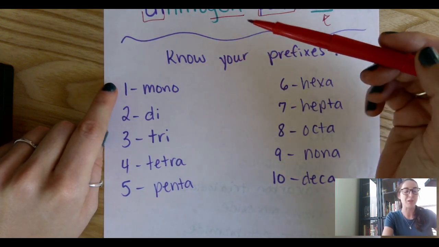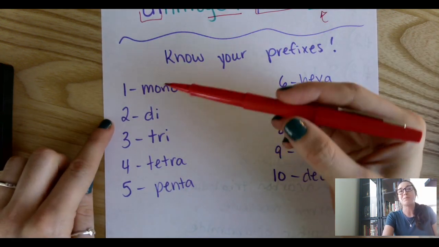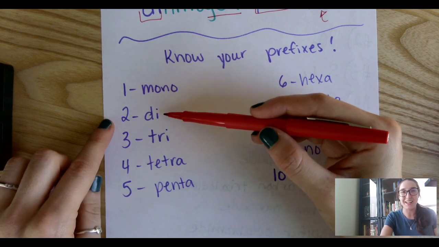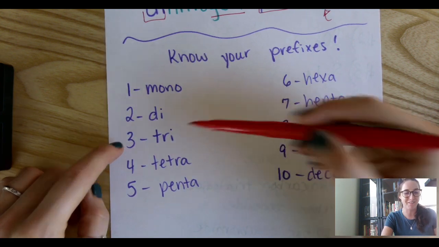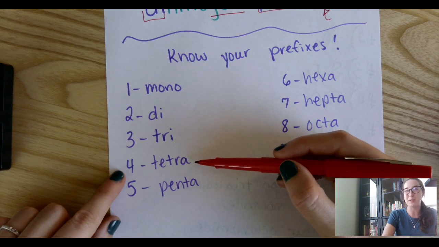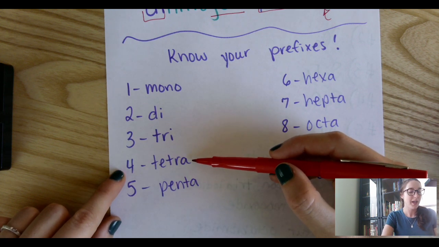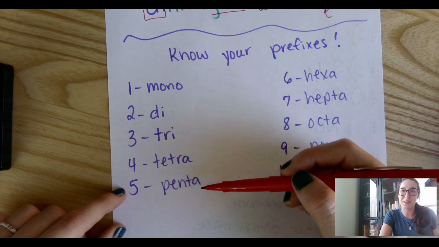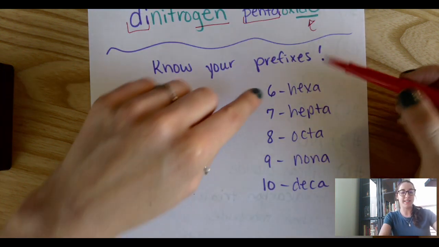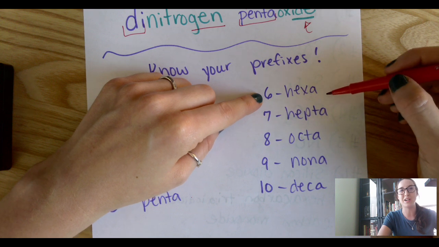I tell my students something you don't want to get, right? Number two, something I don't want to happen to you guys, di, right? Number three, something you should always do in chemistry class, try, right? Number four, like that building block game, you have tetra, like Tetris, right? Number five, just like a shape with five sides, a pentagon, you have penta. Six, again, a very common one, hexagon, hexa.